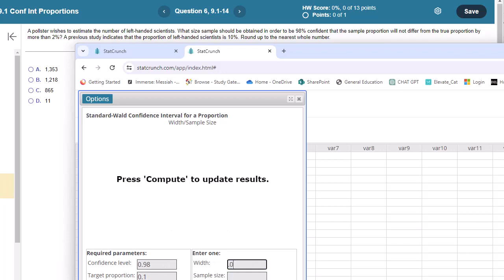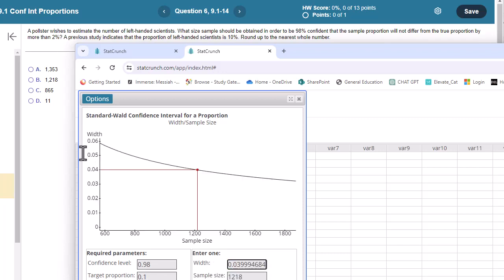Oops, got to put that back at 0.04. There we go. So 1,218. Hope that helps.